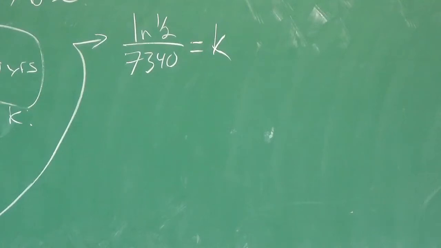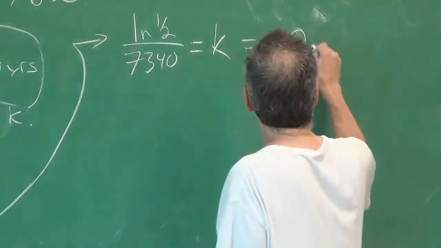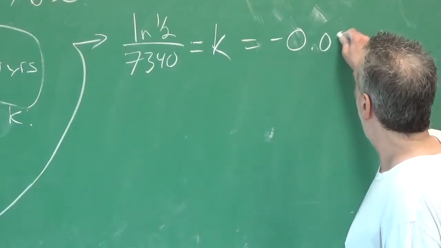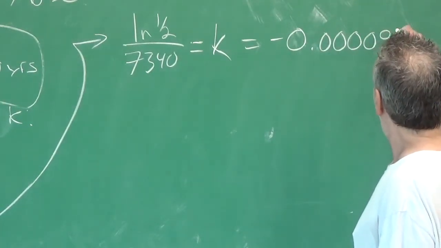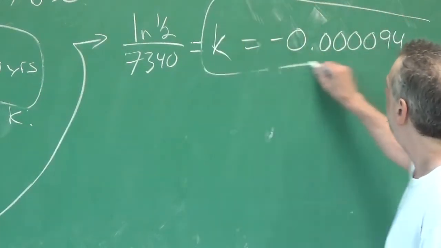Can you give me that number, please? Should be a negative value. Negative 0.000094. Right? Yep. Four zeros? Yep. All right, so that's our k.